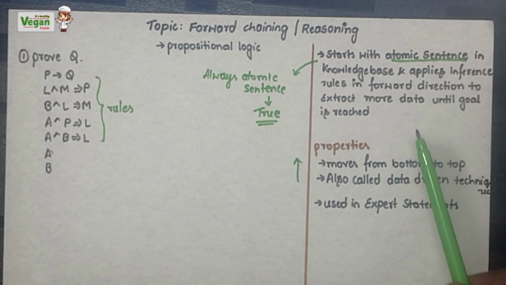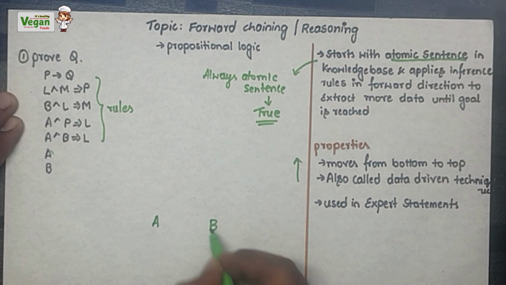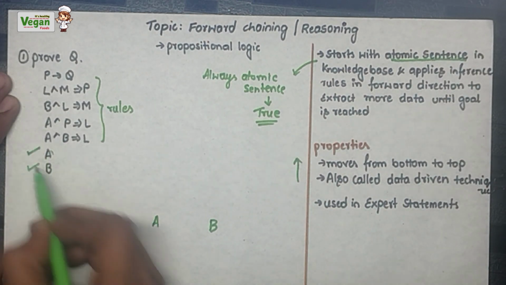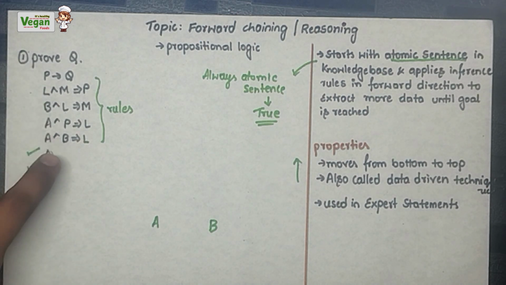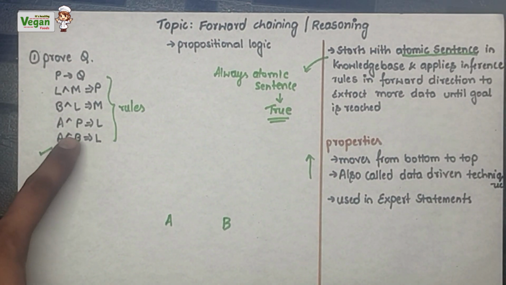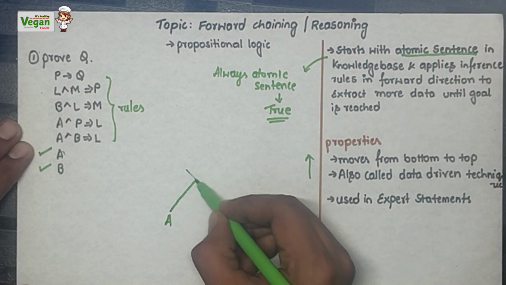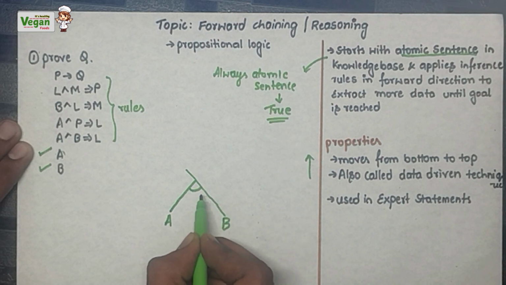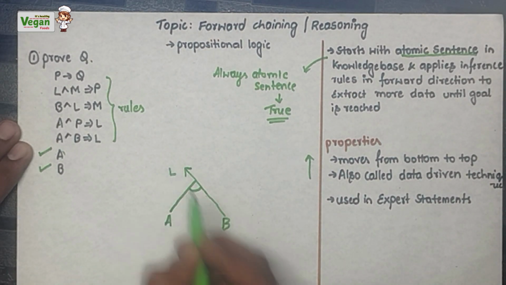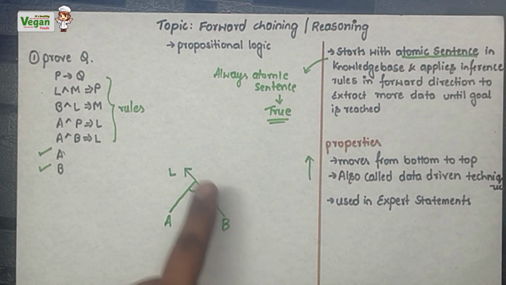As I said, it must start with the atomic sentences. So write A and B here. Now A is over, B is over. In the inference rule, where the left hand side and right hand side are both there, see A and B together. This symbol means A and B. Both are on the left hand side, which gives rise to L. Now search for A and L or B and L.